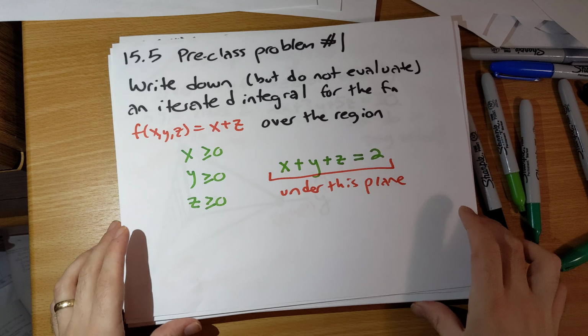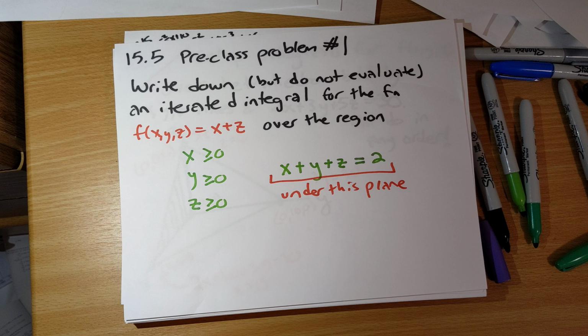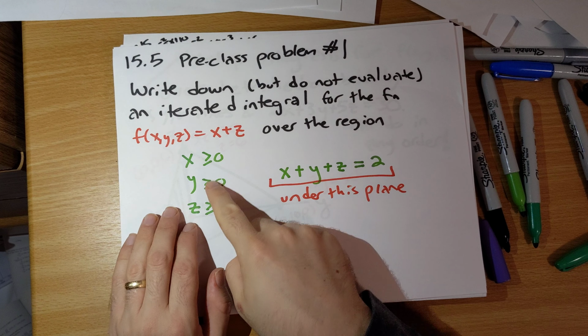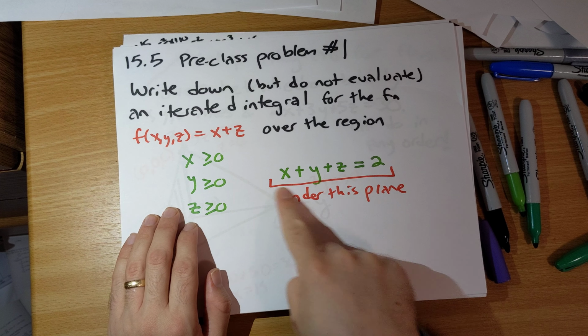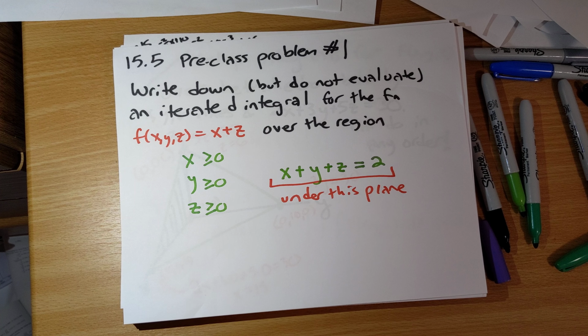Here's a pre-class problem for you to try: write down, but don't evaluate, an iterated integral for the function f of x, y, z equal to x plus z over the region where x, y, and z are all non-negative under this plane. You should find out that, again, this is going to be a tetrahedron. I'll let you work through this. You pick the order. Try as many as you want to.